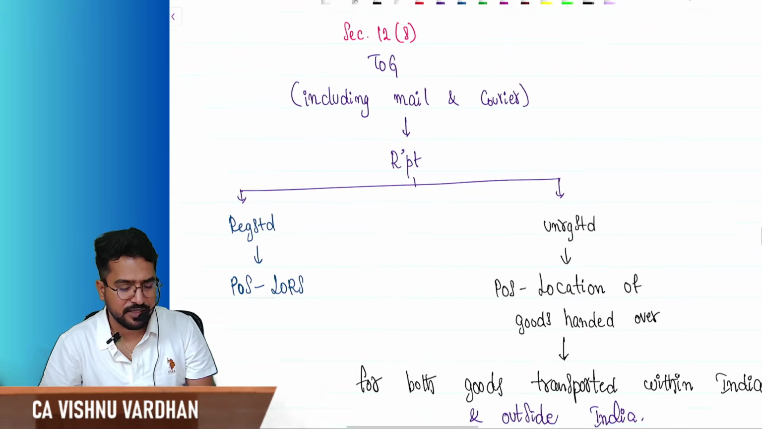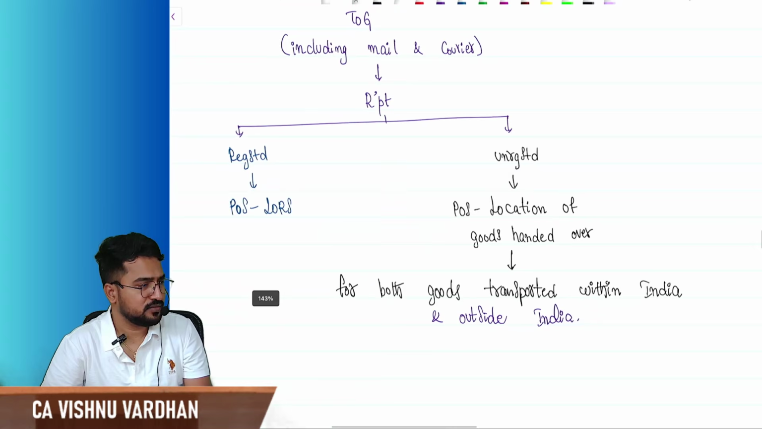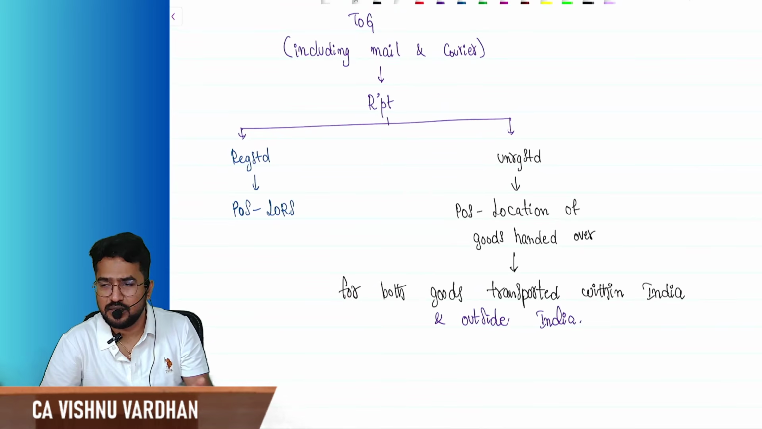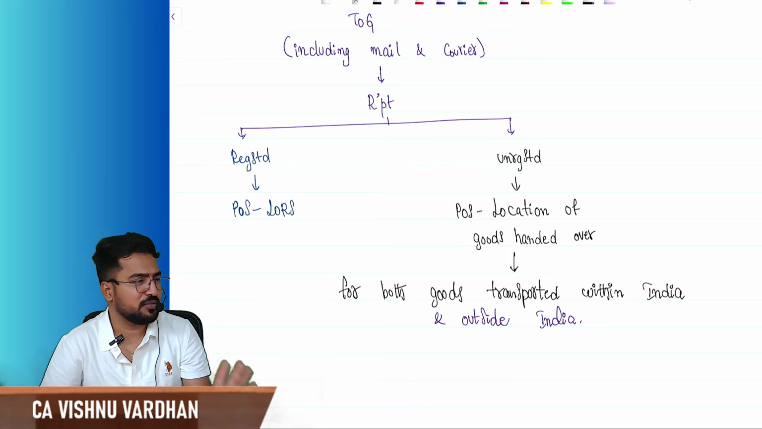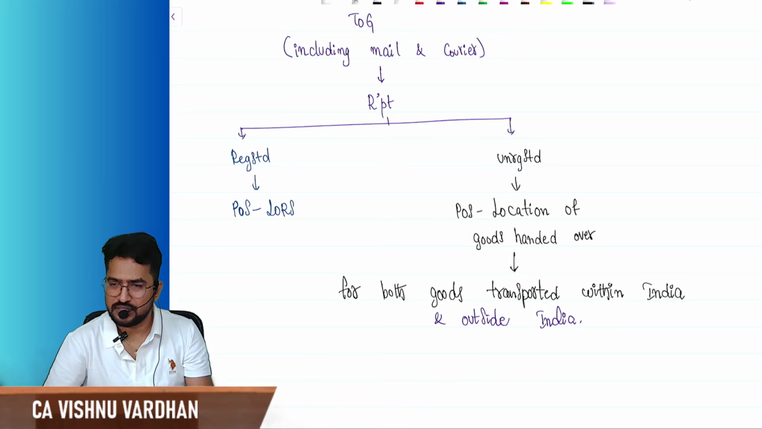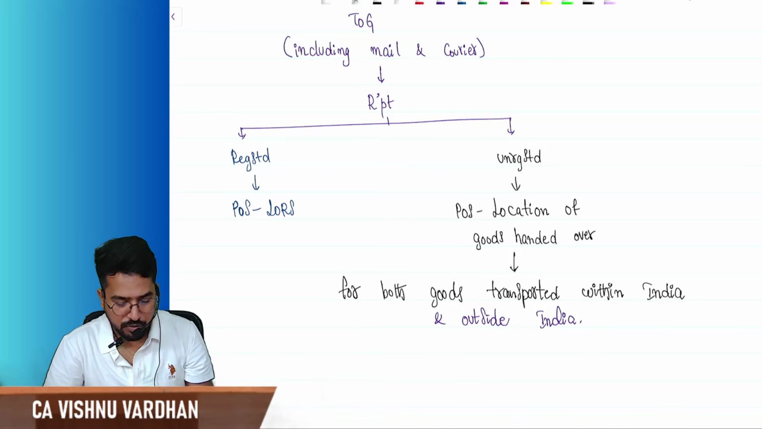Section 12 subsection 8: transportation of goods, courier charges, freight charges. For that, what is the place of supply? If at all you are registered, in section 12, in most cases, when you are registered, your registered address will be the place of supply. Okay, when you are registered, in most cases it is your place of supply. Now, one small point. Yes, 12 subsection 8.